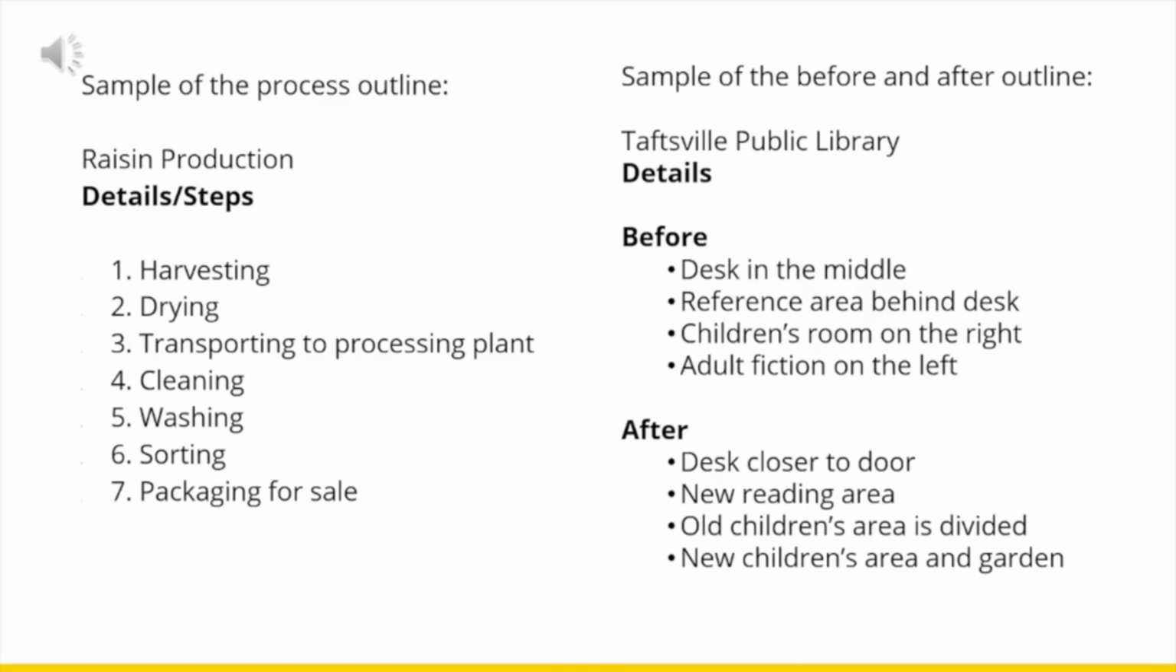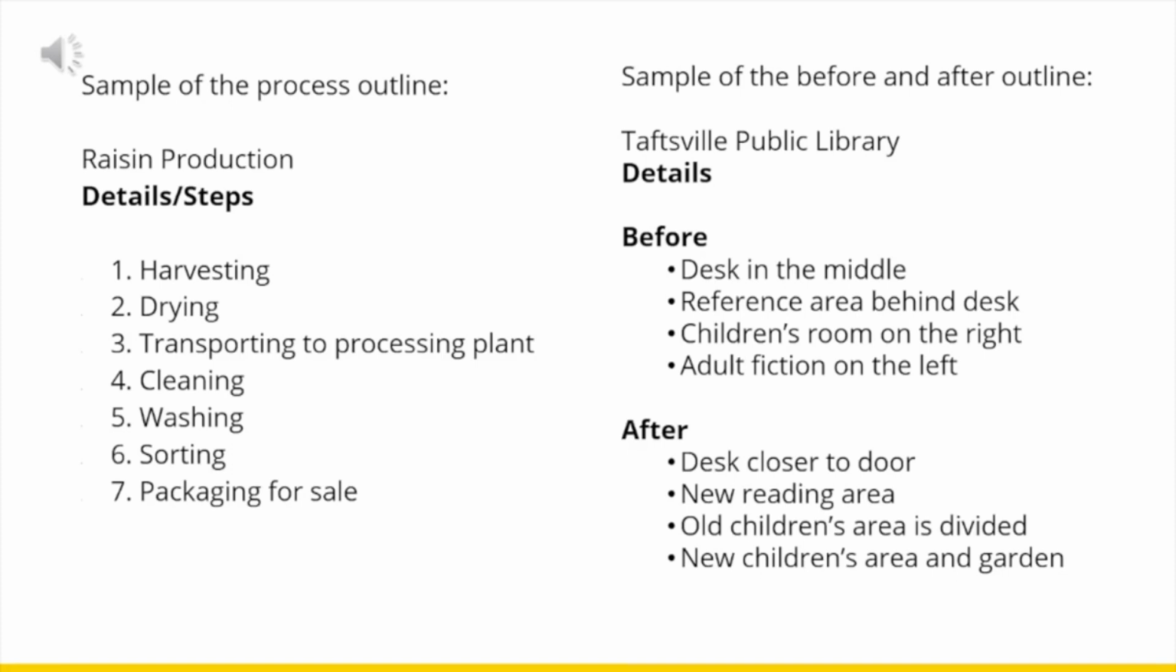And then next one, we have the before and after essay. And as you can tell, I took notes a little bit differently in this case. So I have notes for before with the key points. For example, before, the desk was in the middle. After that, we have reference area was behind the desk, children's room was on the right side, and adult fiction was on the left side.